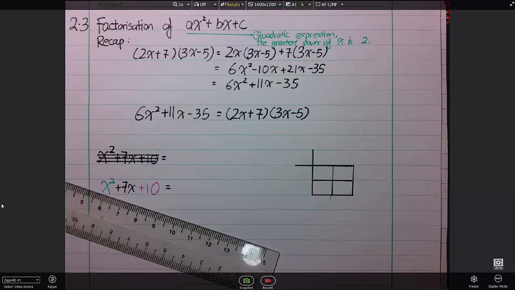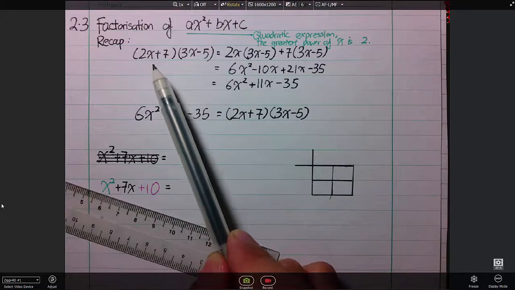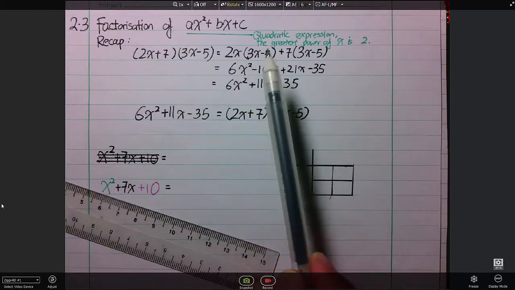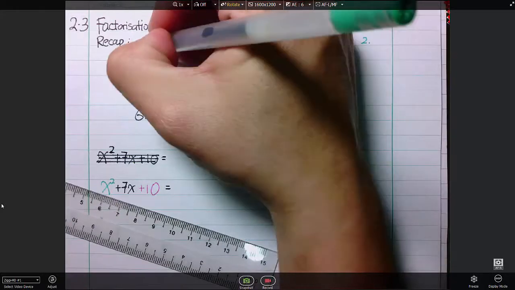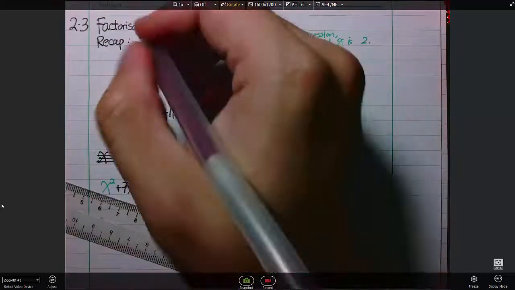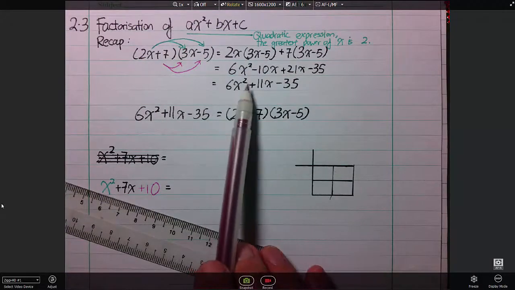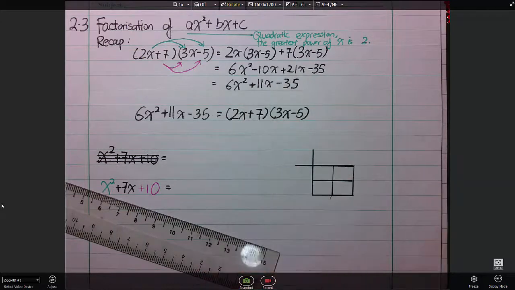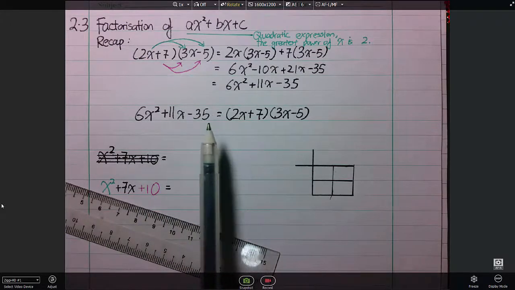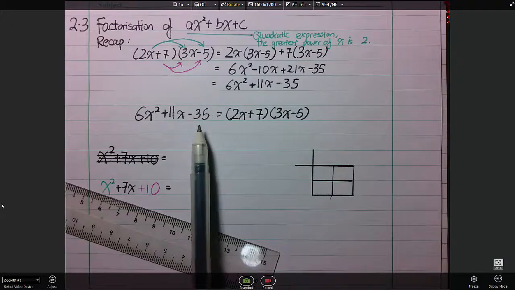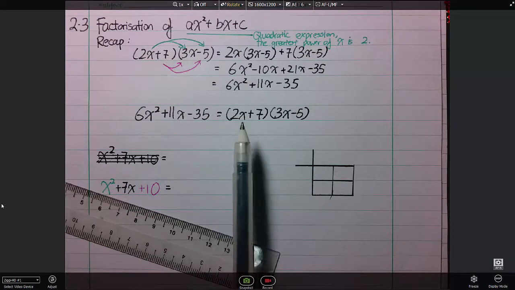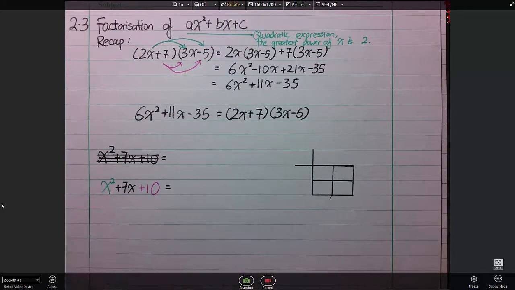Now we also recap from the previous chapter 2.2. When you expand 2x plus 7 times 3x minus 5, you put 2x times 3x, 2x times negative 5, and 7 times 3x and 7 times negative 5. That's why we get 6x squared minus 10x plus 21x minus 35. You collect like terms, you get 6x squared plus 11x minus 35. This whole process is known as expansion. In this chapter 2.3, we will learn the reverse process of expansion, called factorization. So basically, we will learn how to get from 6x squared plus 11x minus 35 and work backwards, and we factorize it into 2x plus 7 and 3x minus 5. That is the purpose of chapter 2.3.